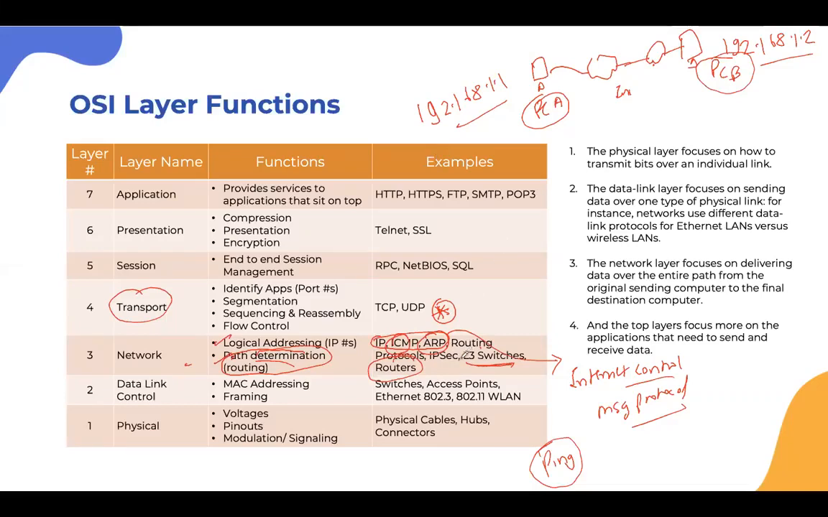So I was on L3 switches and routers. These are examples of hardware devices which actually work on layer 3 of the OSI. Now, layer 2 is the data link control layer. There are two things that happen here. One is that we use something called MAC addresses. We will see what MAC addresses are later.